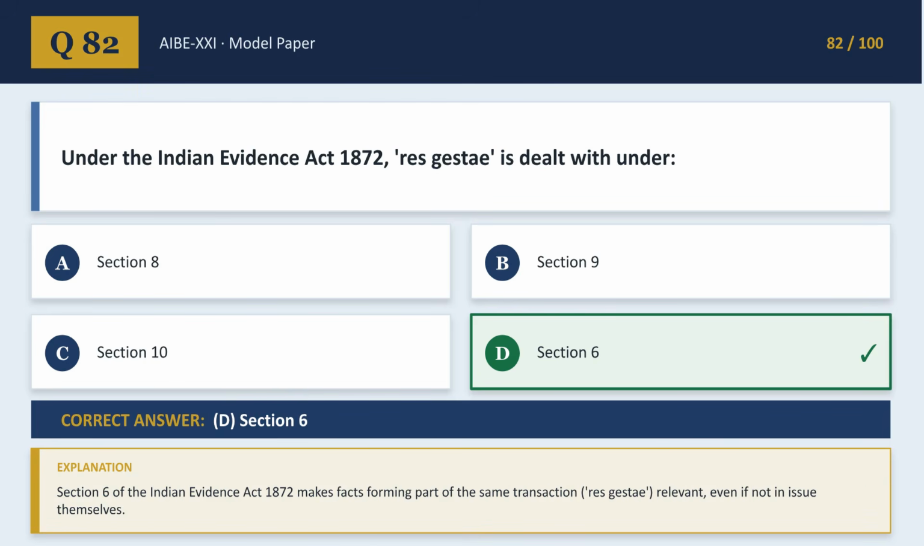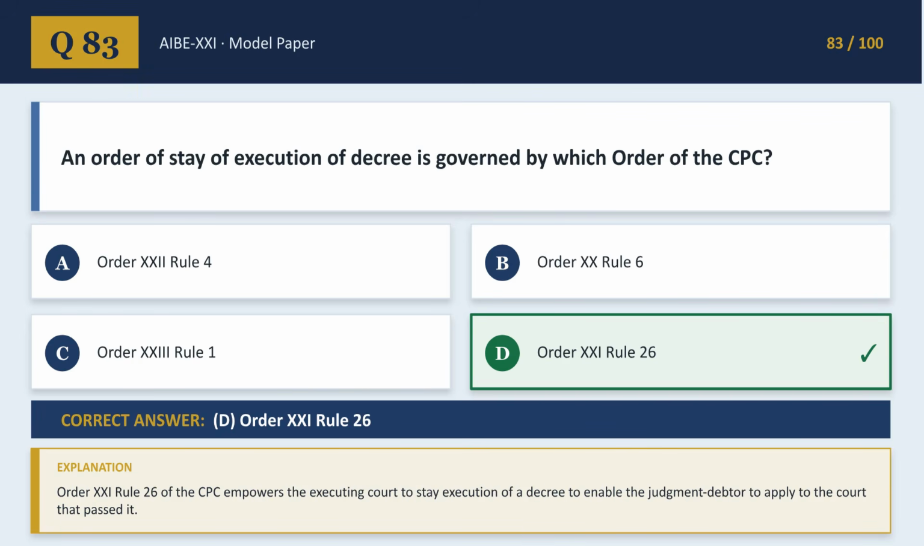Under the Indian Evidence Act 1872, res gestae is dealt with under Section 6. This section makes facts that are part of the same transaction relevant evidence. An order of stay of execution of decree is governed by Order 21, Rule 26 of the CPC. This rule allows the executing court to pause execution to permit the judgment debtor to approach the decree-passing court.